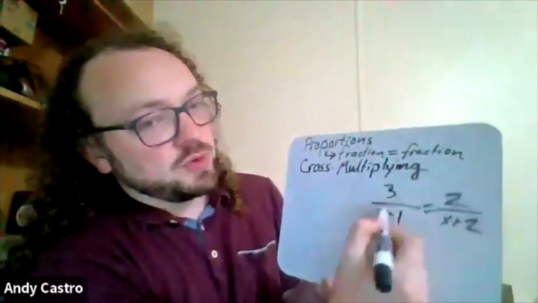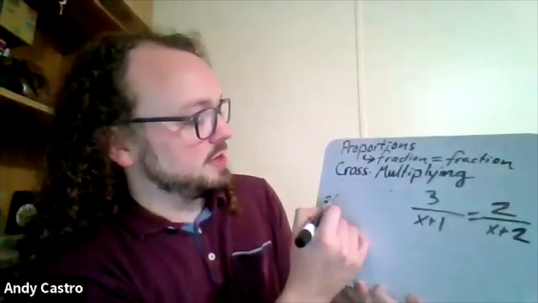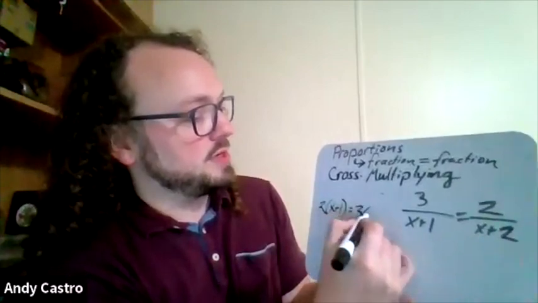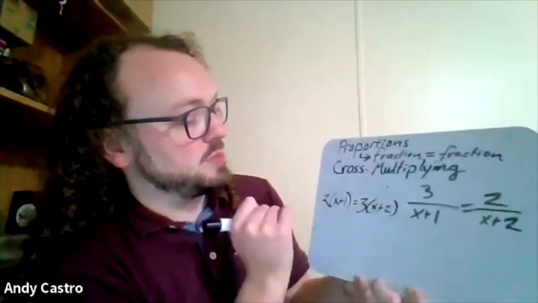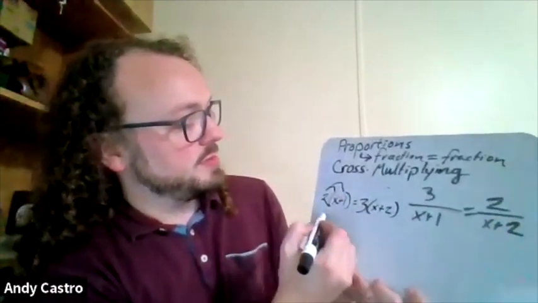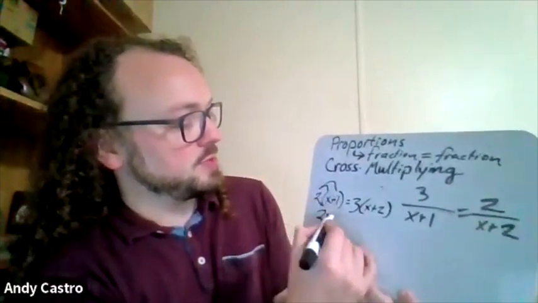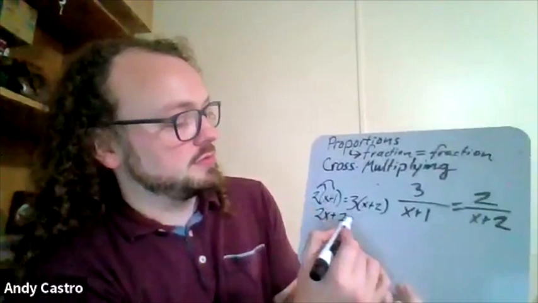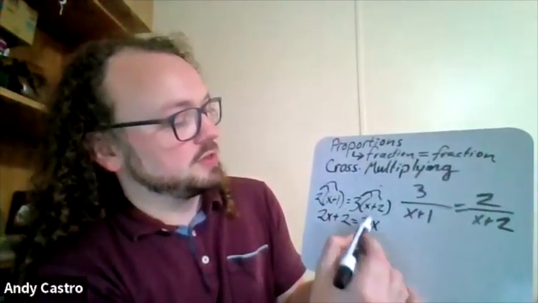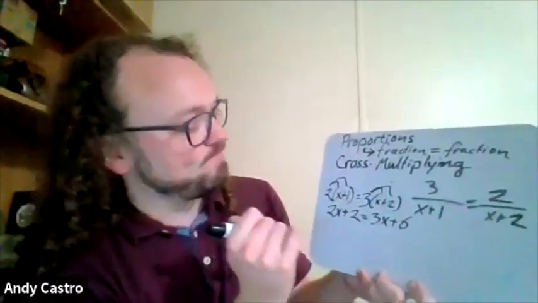All right, cross multiplying, cross the diagonal. I'm going to move over here so I have a bit more room to work. 2 times x plus 1 equals 3 times x plus 2. I have to distribute my 2. So 2 times x is 2x. 2 times 1 is 2. Distribute my 3. 3 times x is 3x. 3 times 2 is 6.